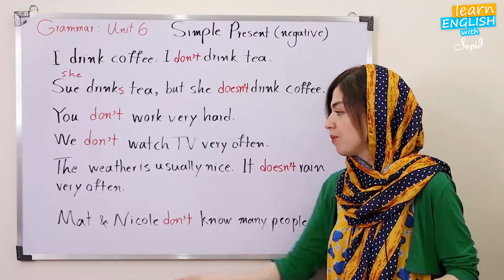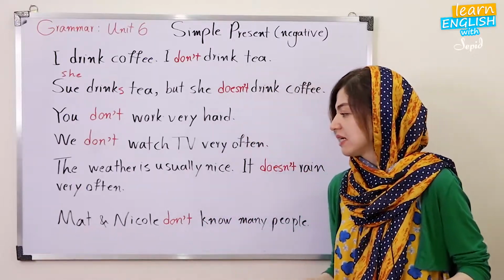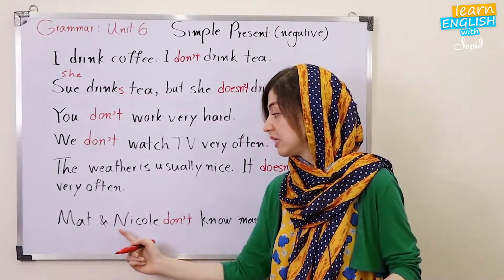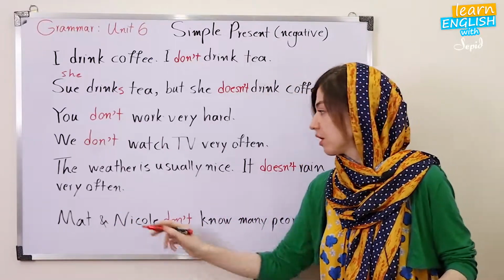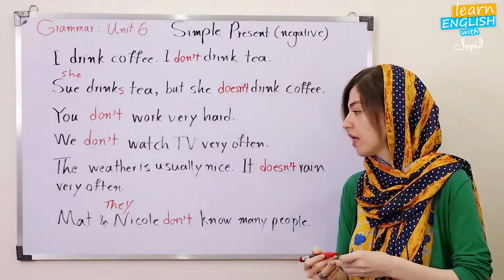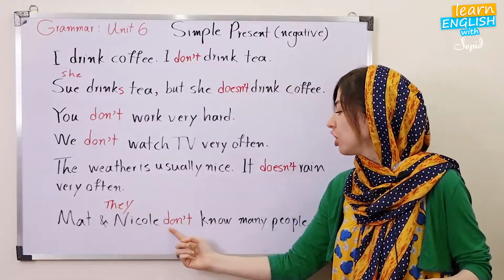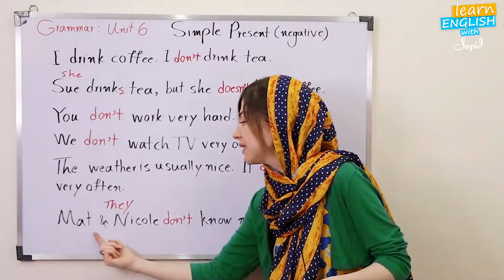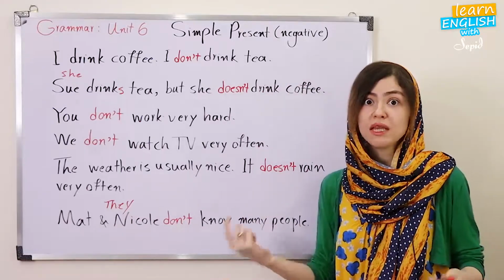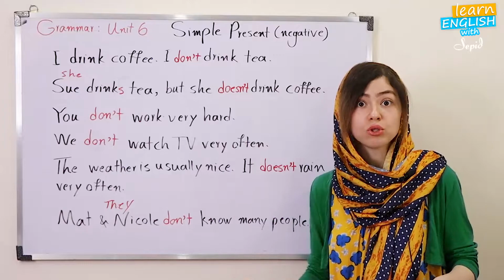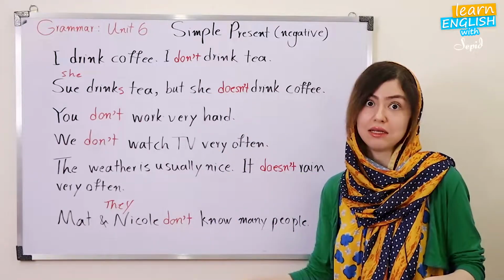Now let's go. Matt and Nickel. So Matt is he, Nickel is she, but together we should say they, okay? So they don't know many people, or Matt and Nickel don't know many people. So that was all about the examples. Let's go to practice and activate these.